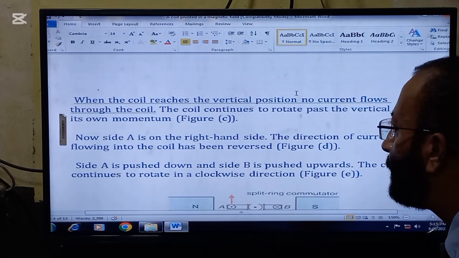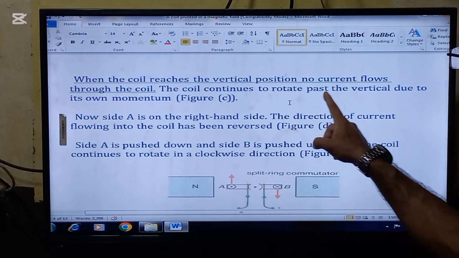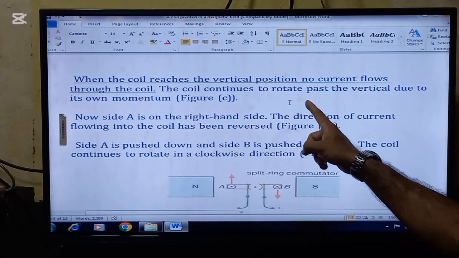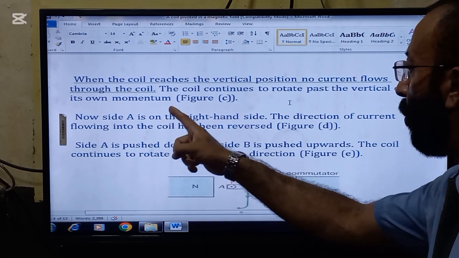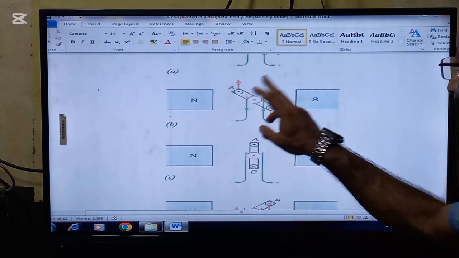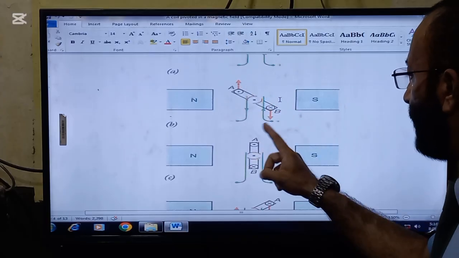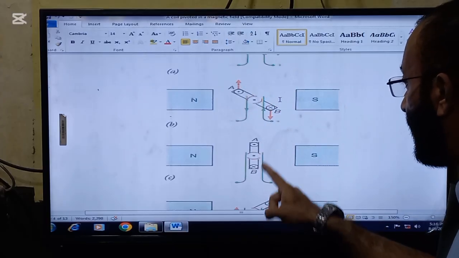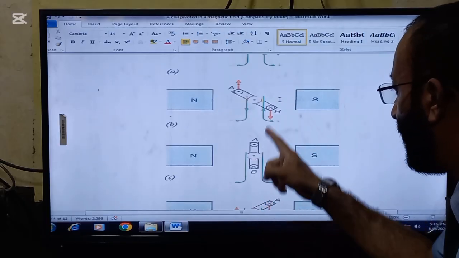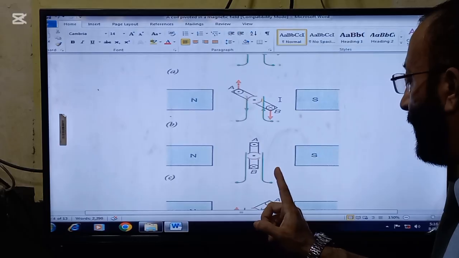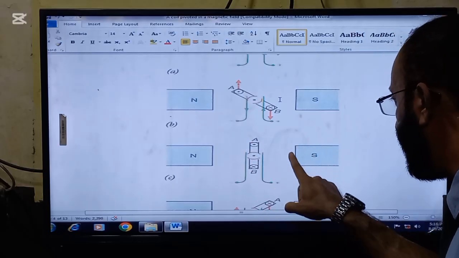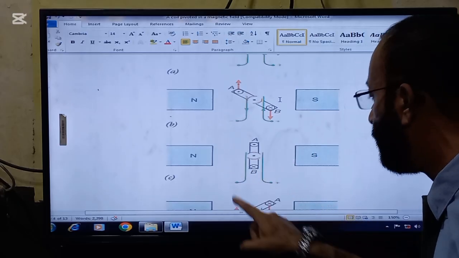Further, look now. When the coil reaches the vertical position, no current flows through the coil. The coil continues to rotate past the vertical due to its own momentum. Figure C. So due to its momentum, it will continue to move, but in this position there will be no current. Whenever it comes into the vertical position, there will be no current, but due to momentum it will continue to move. So the A end will come to here and the B end will come to here.